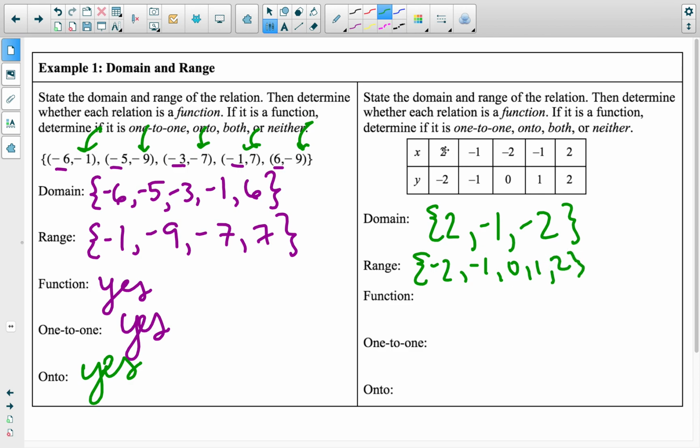Is this a function? No, it is not. We see we have our 2's repeat, our x values repeat. So this is not a function. So since it is not a function, we don't have to worry about if it's one-to-one or if it's onto, because it's not a function. So it's impossible for it to be a one-to-one or onto. It's a moot point. There's no point in asking that question if it's not a function.